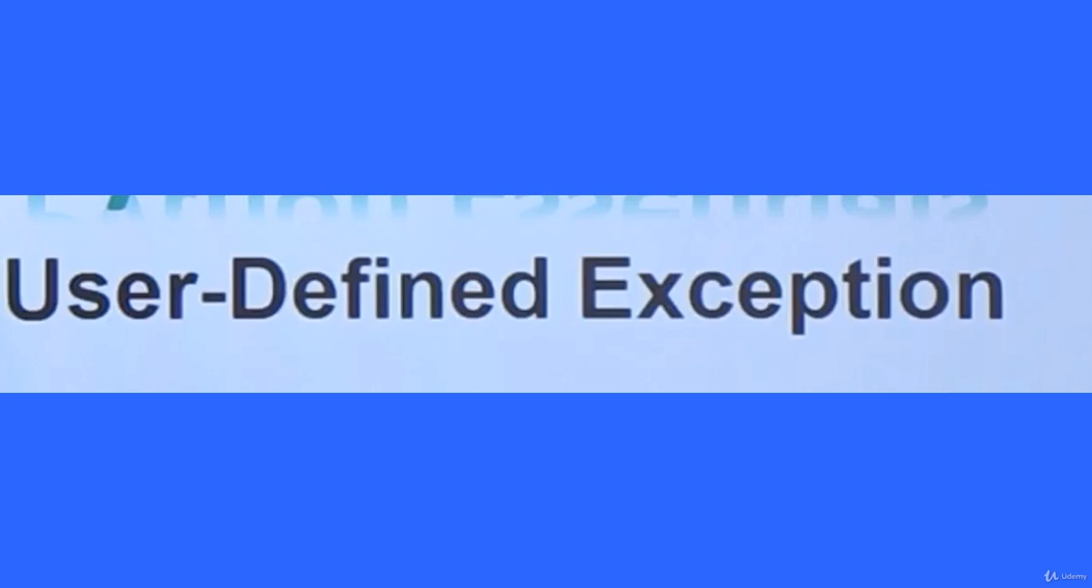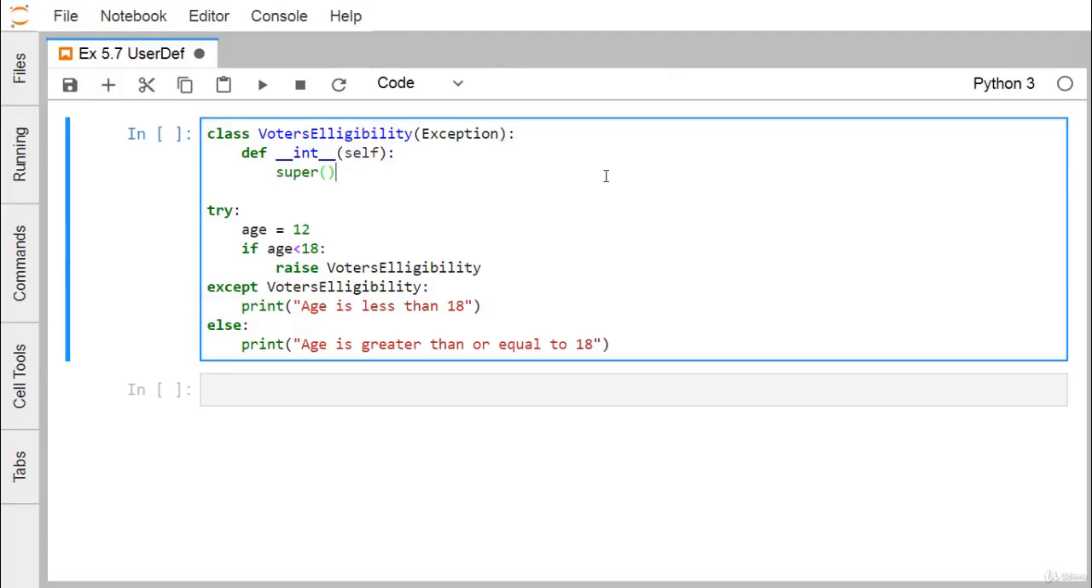In this video, we are discussing user-defined exceptions with one demonstration. So here is the demonstration for you. In this session, we are discussing user-defined exceptions. We have defined one class. The name of the class is VotersEligibility, which is inheriting the class Exception.